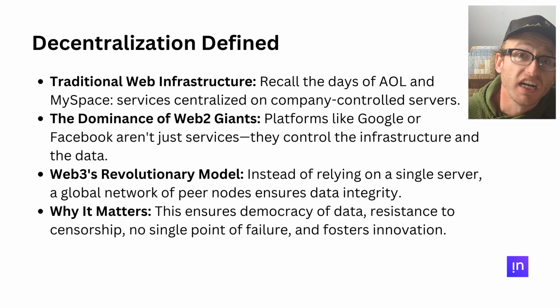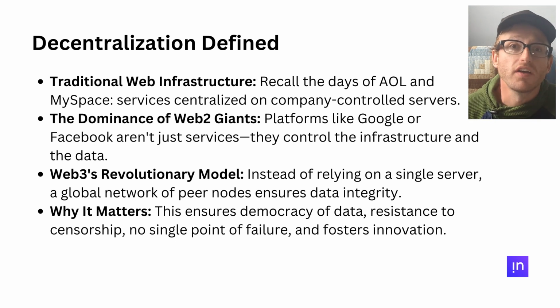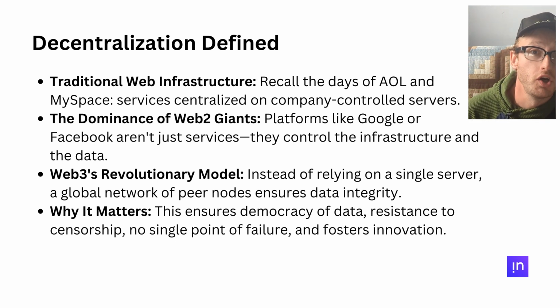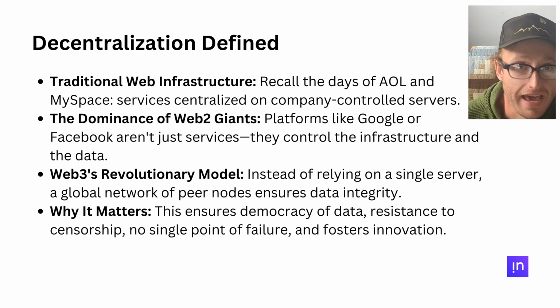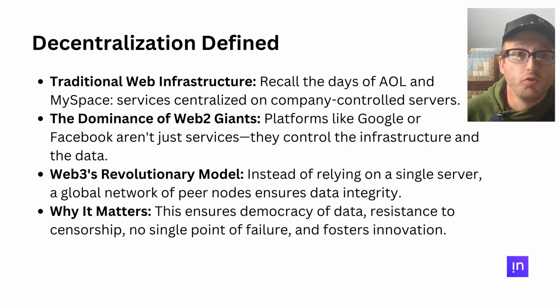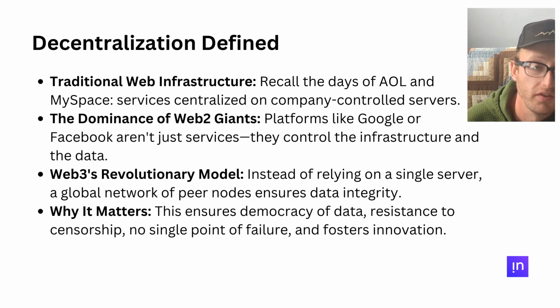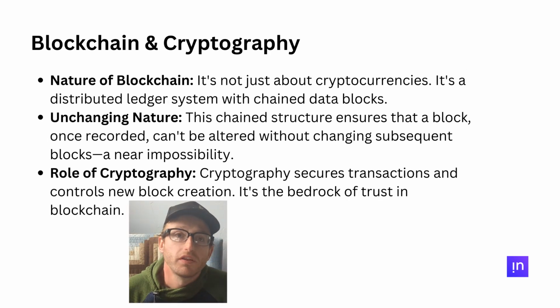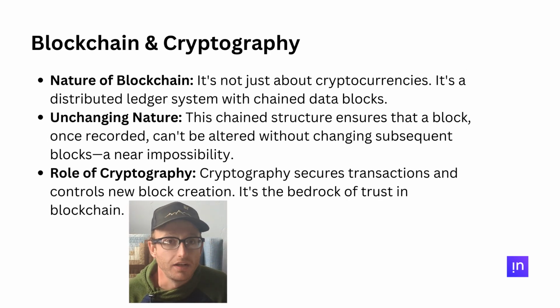Instead of relying on a single server, this relies on a global network of peer nodes that ensure the integrity of the data that goes through what we know as the blockchain. This really helps to ensure democracy of data, that there is transparency, there's less resistance to censorship, and there's also not a single point of failure. So if one of the nodes goes down, the whole network doesn't go down, whereas that can often happen in centralized settings.